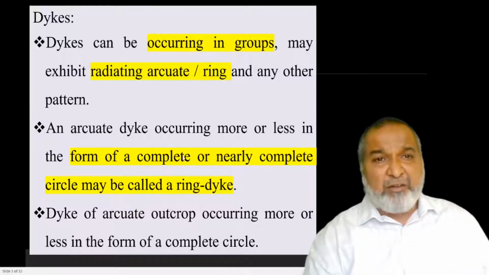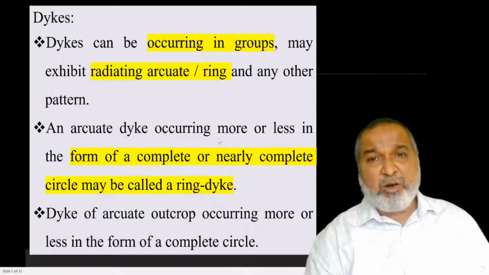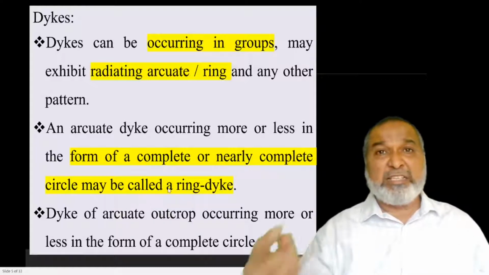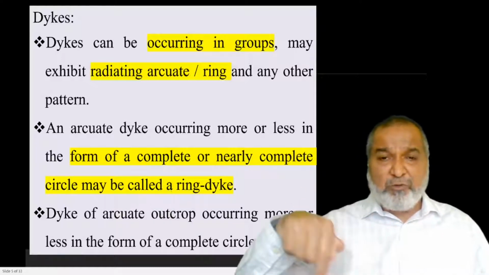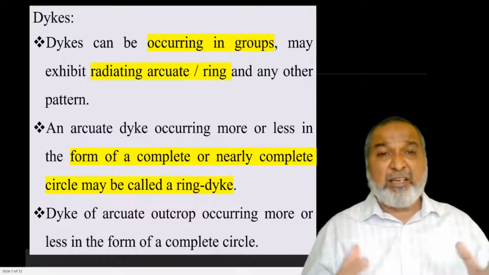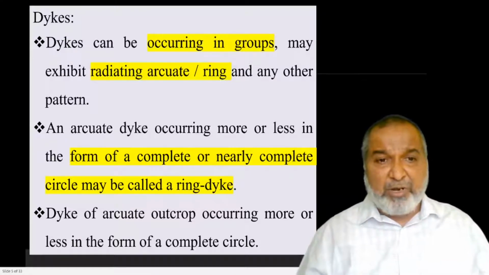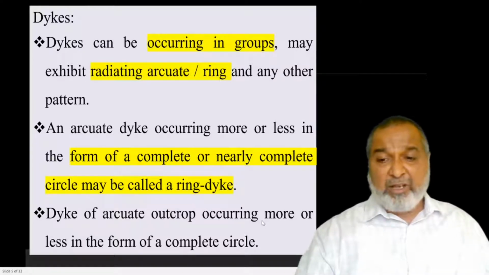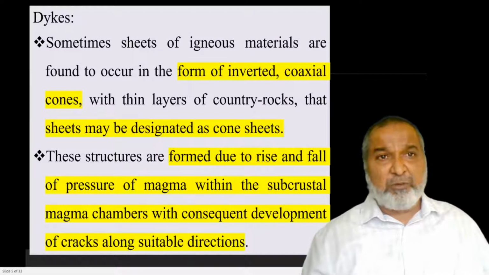So the first one, arcuate dike, occurring more or less in the form of a complete or nearly complete circle, and it is called a ring dike. Yes, it is going to form as a ring, and that is the ring dike, that is the arcuate dike. Dike arcuate occurring more or less in the form of a complete circle. Yes, that will be there.